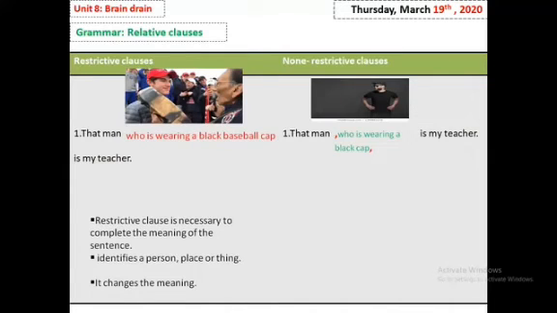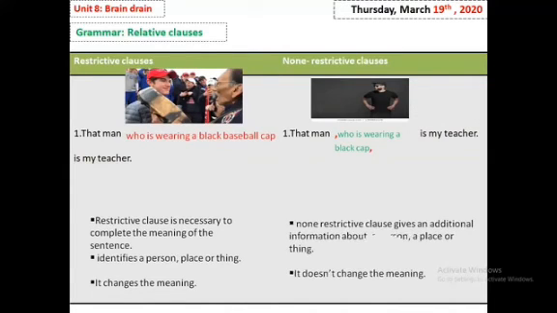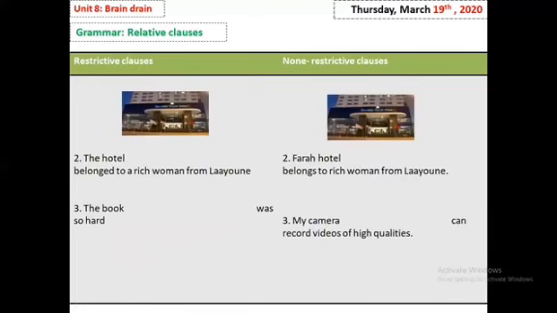The other example, non-restrictive clauses give additional information about a person, a place, or a thing, and it does not change the meaning if we omit it.